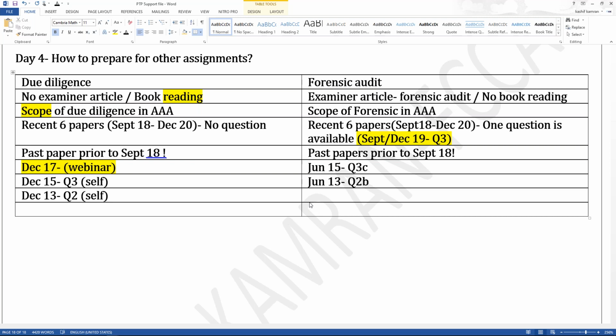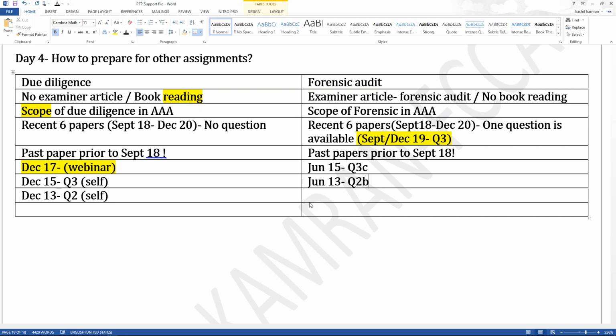I hope you all are on the WhatsApp group, right? Because I will be putting these old questions, December 15, December 13, June 15, and June 13 on the WhatsApp group. So you will get them with the answers, right? Is that clear to everyone? Okay, that's great. So have you been able to understand the column on the left and the column on the right? So you should know the past papers.